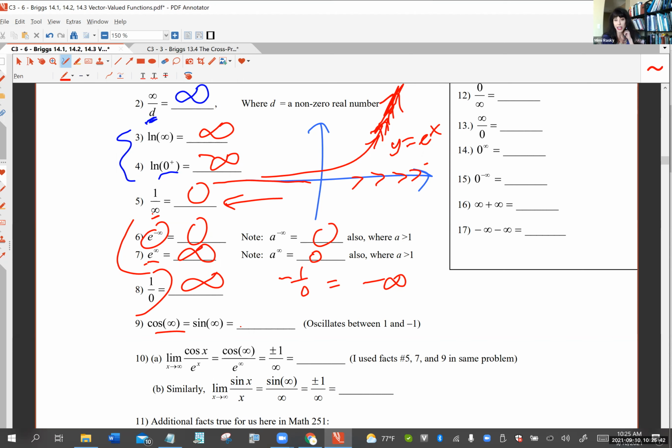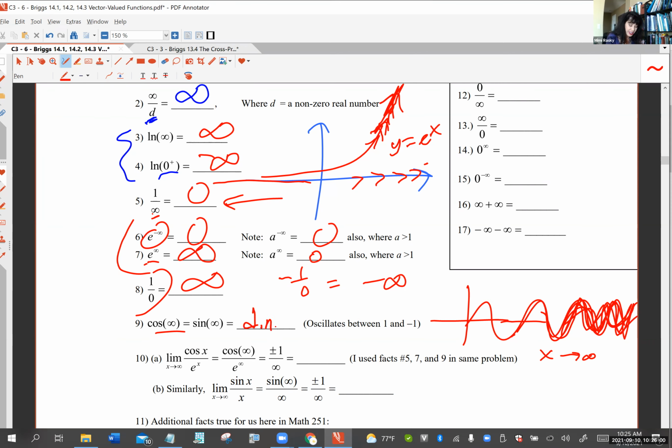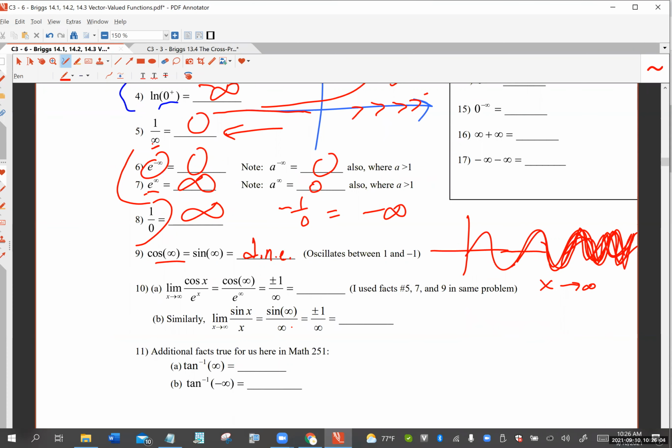How about cosine or sine of infinity? I mean, if you graph sine, it kind of rocks back and forth between 1 and negative 1. So as x goes to infinity, is there a limit to sine? Undefined. Yes, and we say DNE, the limit does not exist, because it's oscillating between 1 and negative 1.